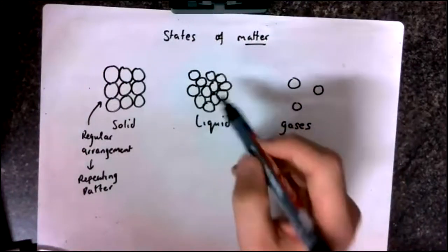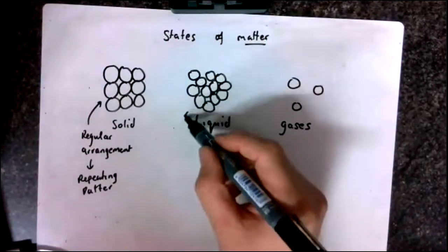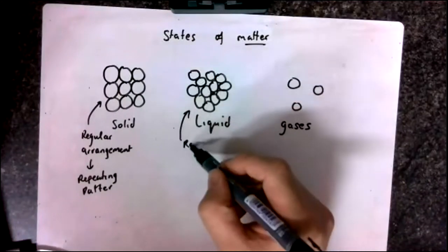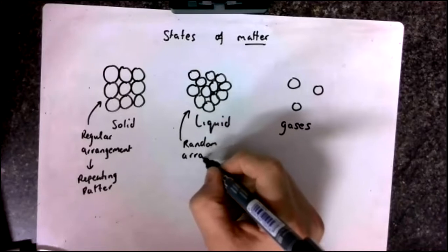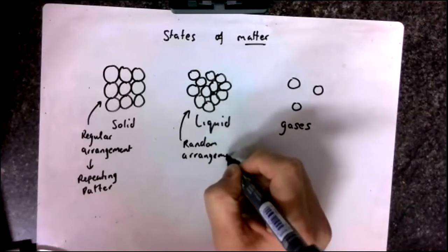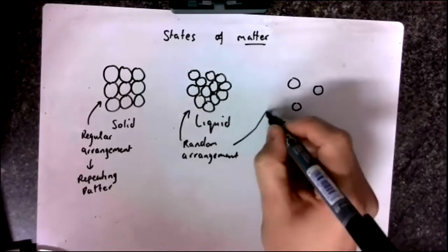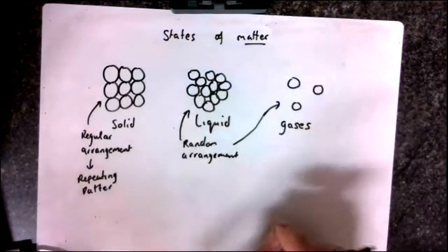Now, solids are the only ones that have this. Liquids, while the particles are quite close together like they are in a solid, they have a random arrangement. As do gases, also have a random arrangement.